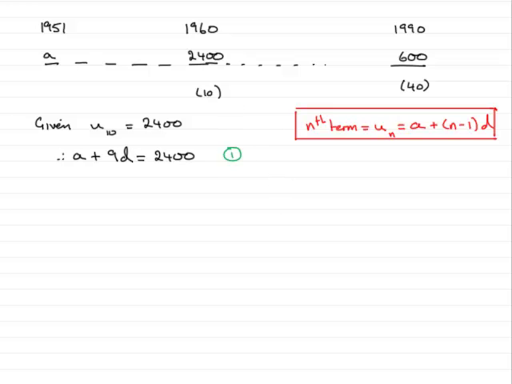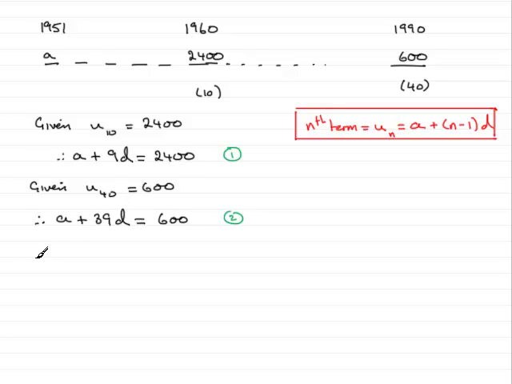We're going to do another equation, and that is that this 40th term in the sequence is 600. So we're also given that U40 equals 600. So therefore, if we apply this formula again, we have that the 40th term is given by A plus n minus 1, that's 39, times the common difference d equals 600. And this is my second equation. So I can solve simultaneously these two equations.